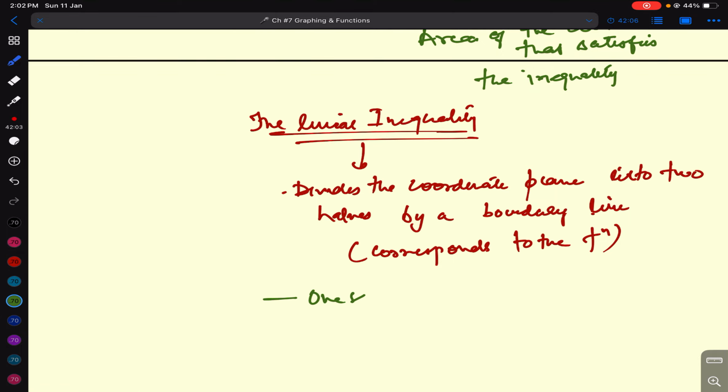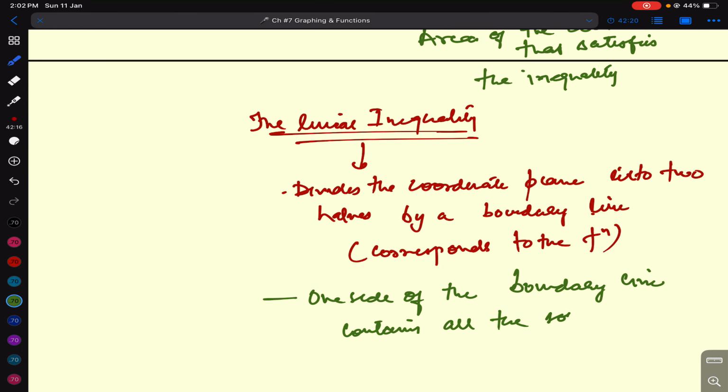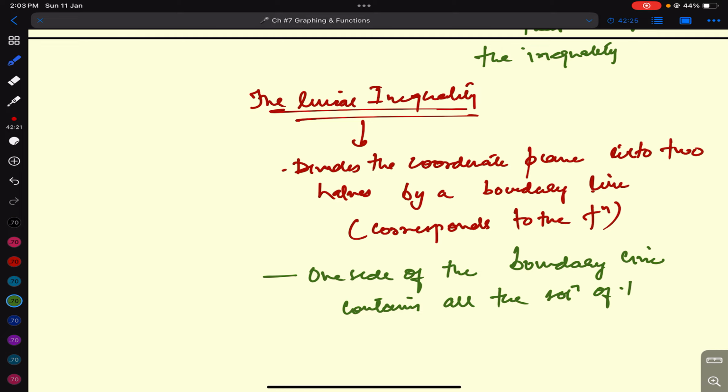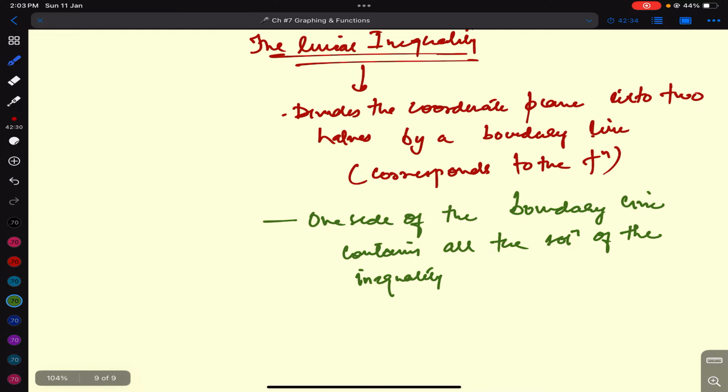One side of the boundary line, which is represented by the function, contains all the solutions of the inequality. Clear? So one side of the boundary line contains the solutions of the inequality.